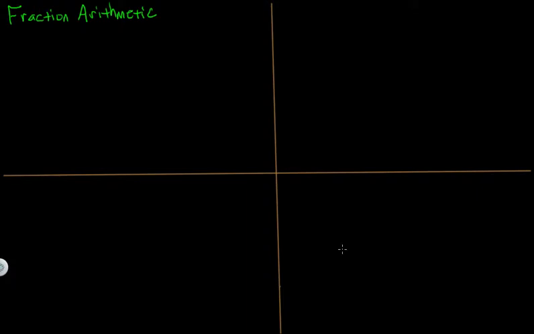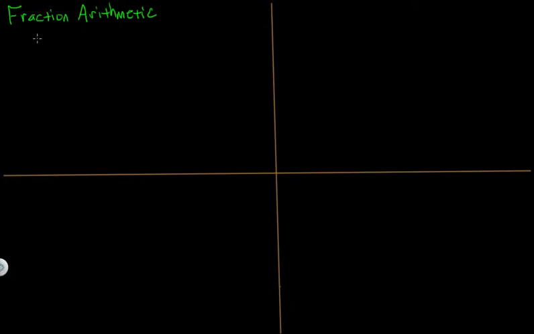Fraction arithmetic. Okay, so this is adding, subtracting, multiplying, and dividing fractions. So the way we do it, adding and subtracting, there's one set of rules. Multiplying, there's a different set of rules. Dividing, we turn it into multiplication. So really there's only two things you need to know. You need to figure out how to add and subtract fractions, and then you figure out how to multiply fractions. When it comes to dividing fractions, we just turn it into multiplication.